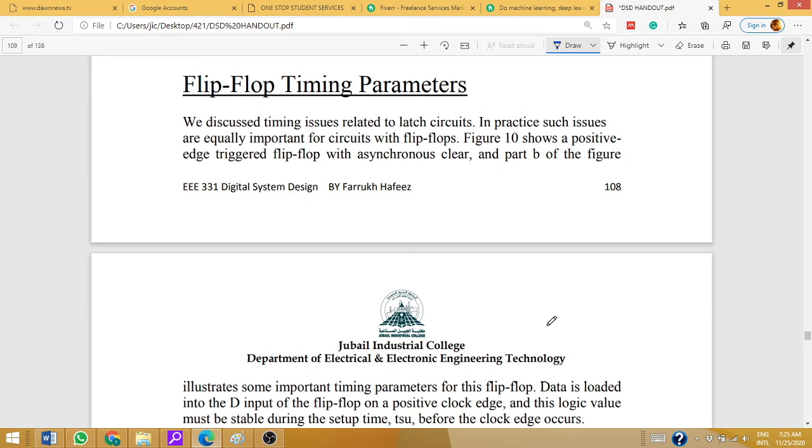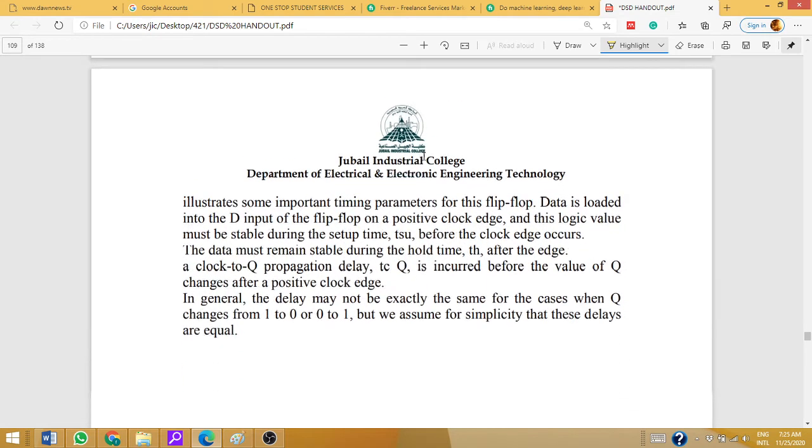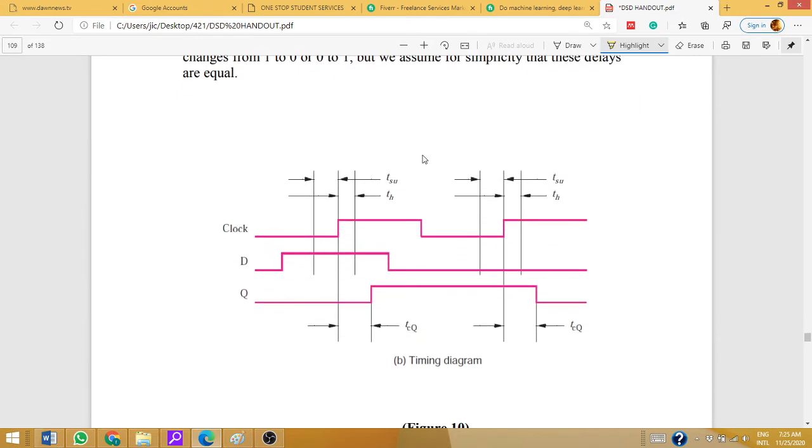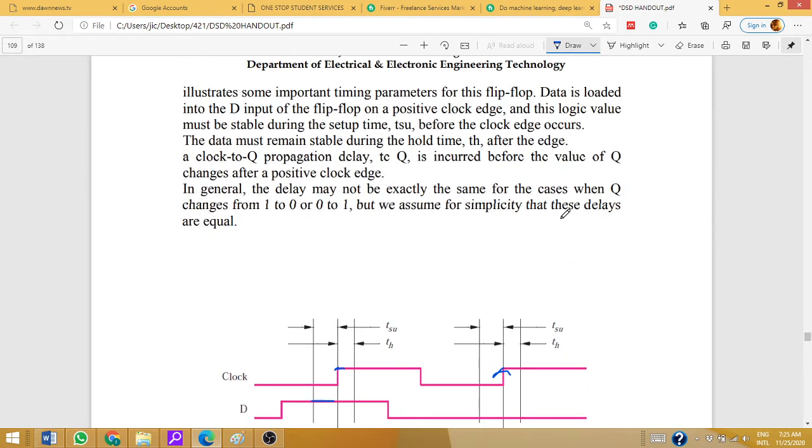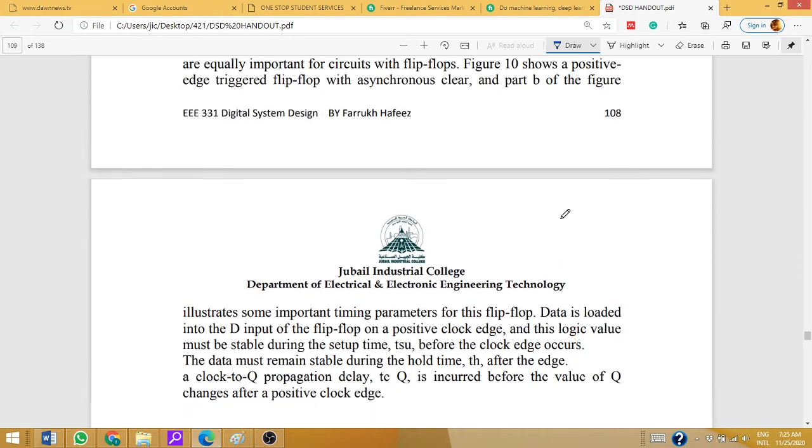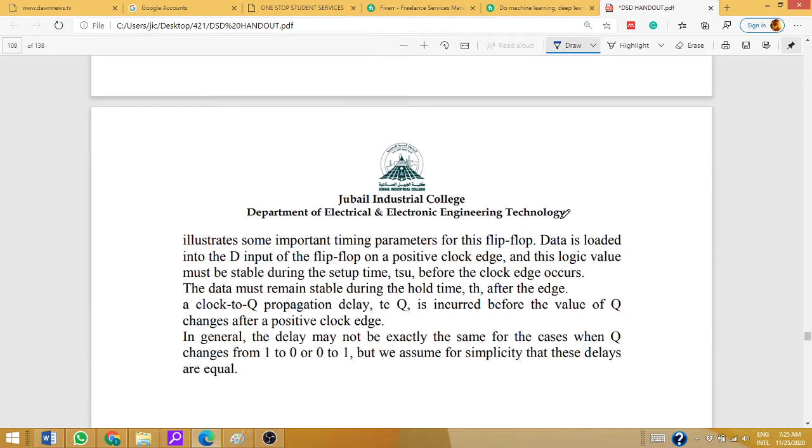Now, Shabab, flip-flop parameters. What are flip-flop parameters? As with D latches, we discussed some parameters. These are the same parameters as for latches. We will not spend much time on them. Before the positive edge of a D flip-flop, D must be stable. This is the setup time, Tsetup. You can find its detail here. This concept is the same as what we discussed for latches.